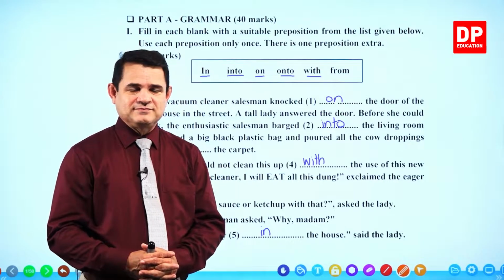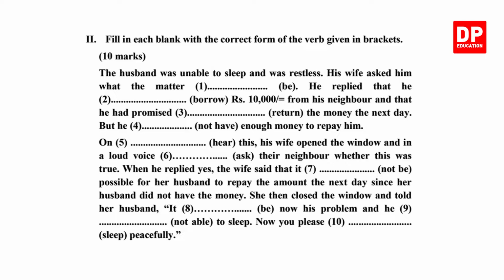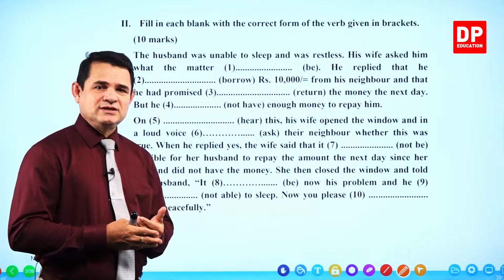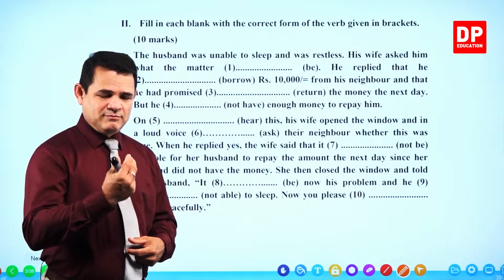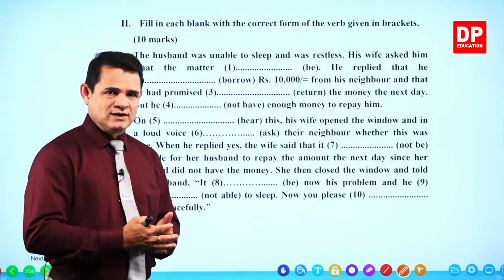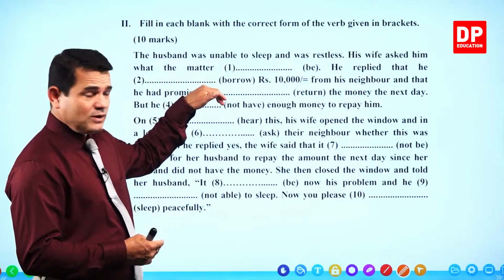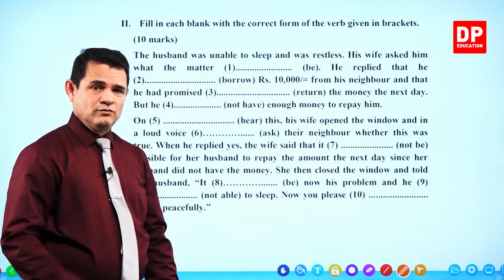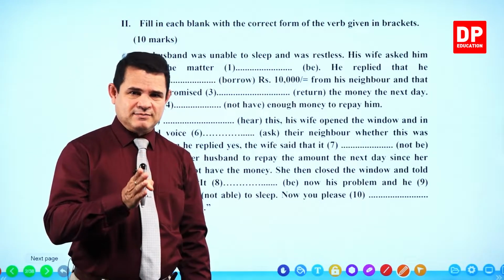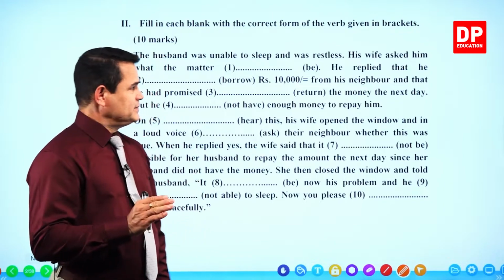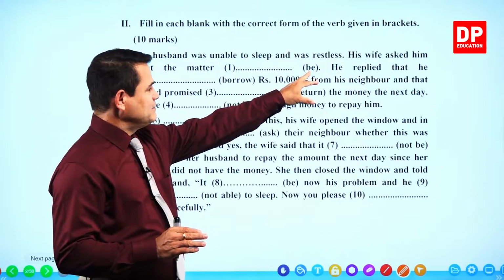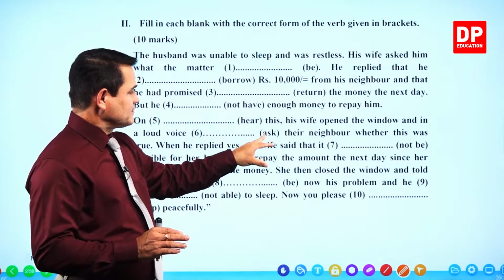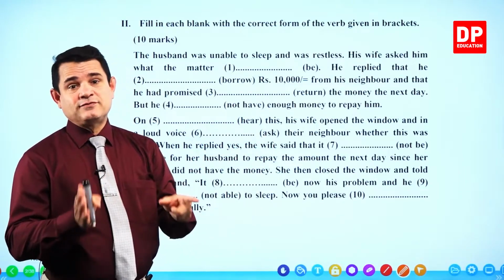Very simple. Fill in each blank with the correct form of the verb given in brackets. Now you see in the previous question you had to use prepositions. Then in this one, fill the blank with the correct form of the verb. So now a verb is given within brackets here. You have to use its correct form.